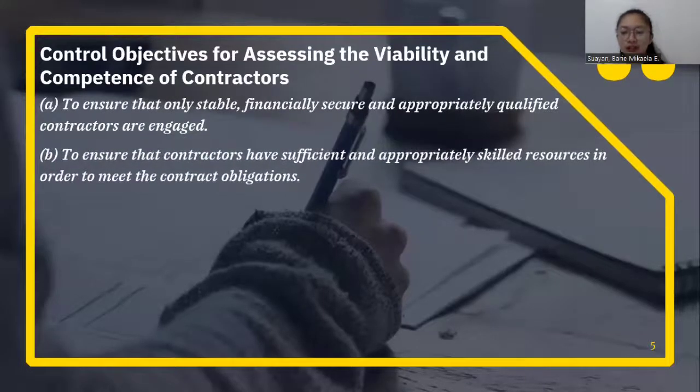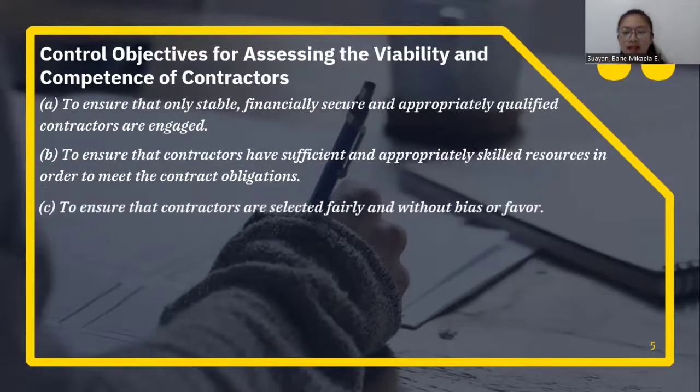B, to ensure that contractors have sufficient and appropriately skilled resource in order to meet the contract obligations. Katulad lang ulit nung sinabi ko kanina, sa paghahanap ng isang contractor ay dapat ay iyong may kakayahan at kaalaman sa ginagawa para mas mapadali yung trabaho and in order to meet the contract obligations.